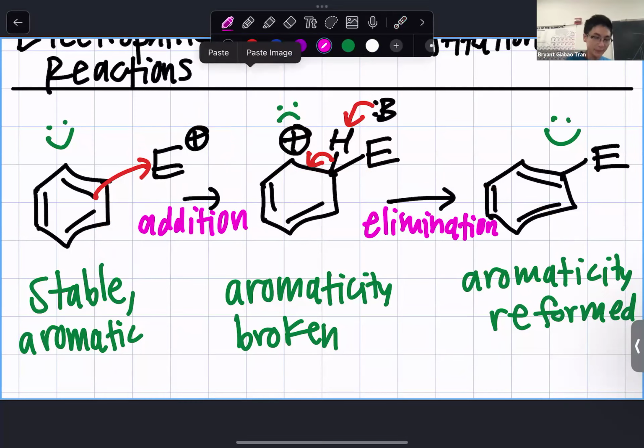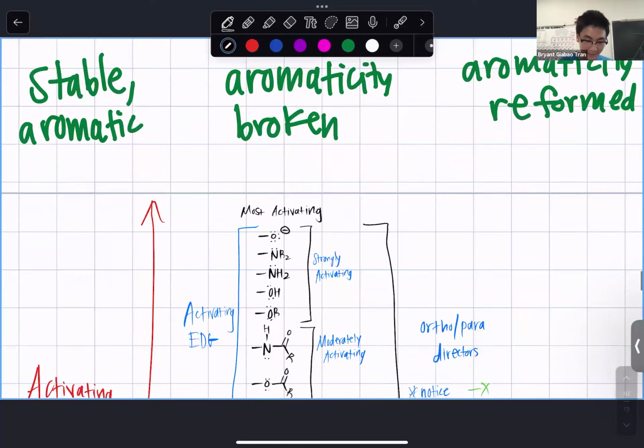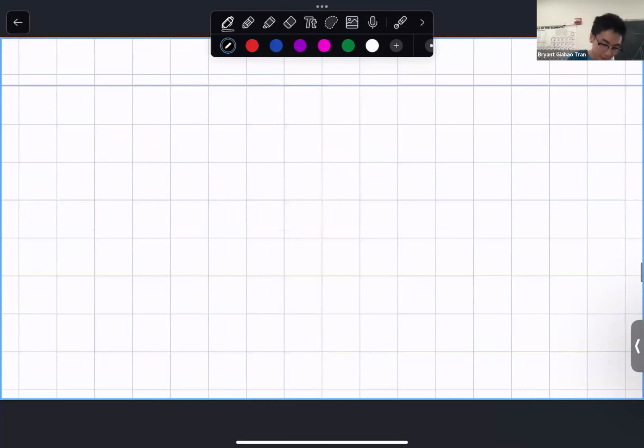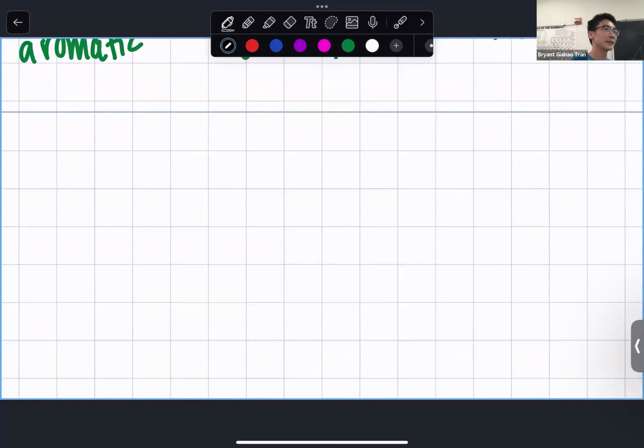Okay. So now let's go over activators and deactivators. We can make the benzene ring more nucleophilic. If we want to make it more nucleophilic, what kind of groups do we want to add on it? EDGs or EWGs? EDGs, right? Because we want to donate electrons or give it more electrons to make it more negative. Deactivators are EWGs. They deactivate the ring because they make the ring more positive, weakening the nucleophile power, right?